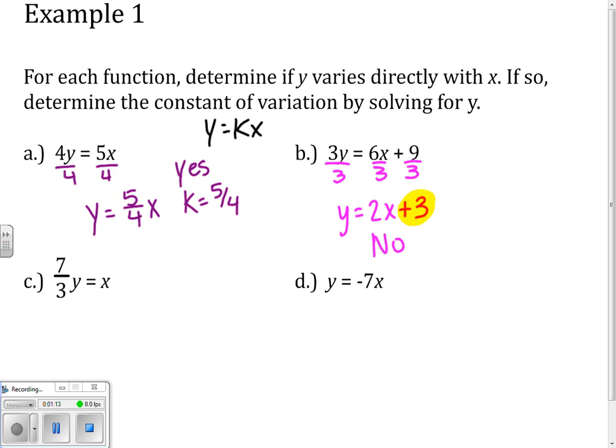In letter C, to solve that one for y, you're going to start by multiplying both sides by 3 over 7, the reciprocal. You get y equals 3 over 7x, which looks just like y equals kx, so this is also a yes, where k is 3 over 7.